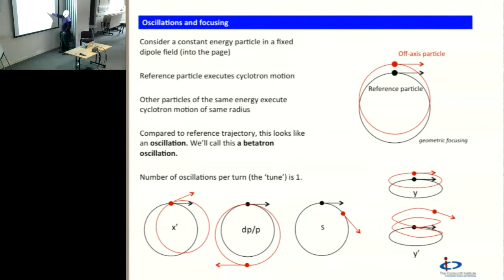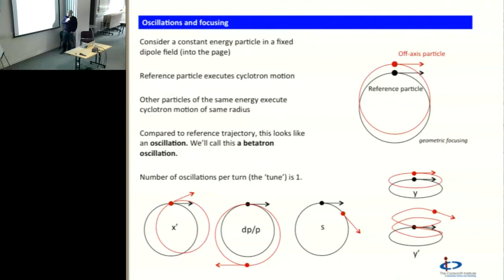So here we have black as our reference particle. It just goes round and round in the field according to our rigidity equation. That's fine. Now other particles of the same energy also do circular motion. It's the same B field and the same momentum. They have the same radius of curvature. But look at this guy here. Let's just push this thing horizontally, offset it by a small amount from the black, the reference. And so this reference particle goes around in a circle, happily. This one also goes around in a circle, happily.